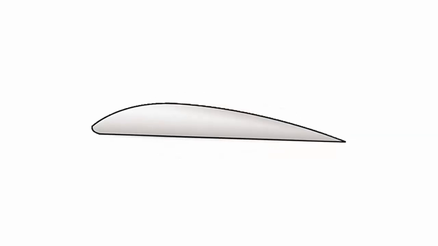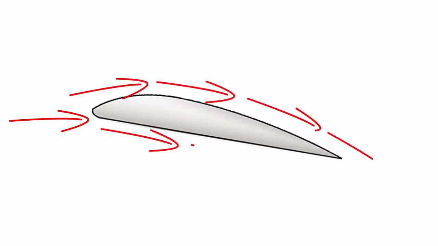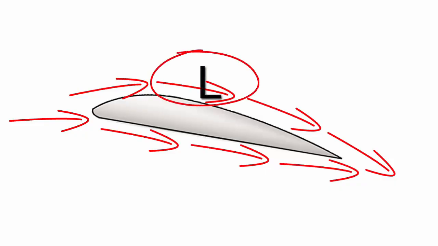If the wing was then inclined upward so the airflow strikes it at an angle, the air moving over the upper surface would be forced to move faster than the air moving along the bottom of the wing. This increased velocity reduces the pressure above the wing. Applying Bernoulli's principle of pressure, which we discussed in the previous video, the increase in the speed of the air across the top of an airfoil produces a drop in pressure.